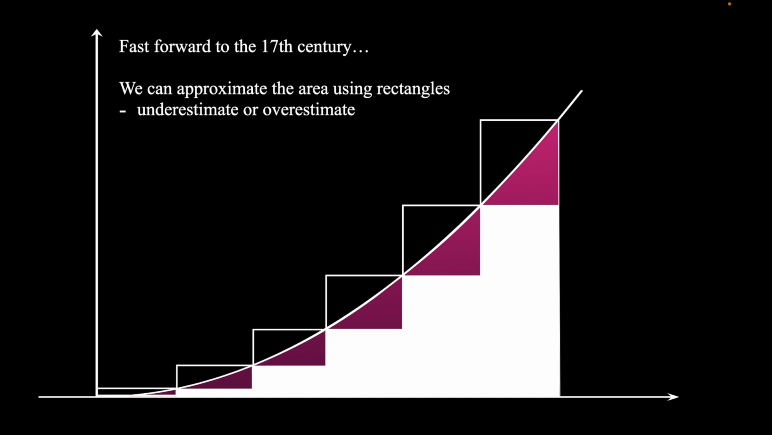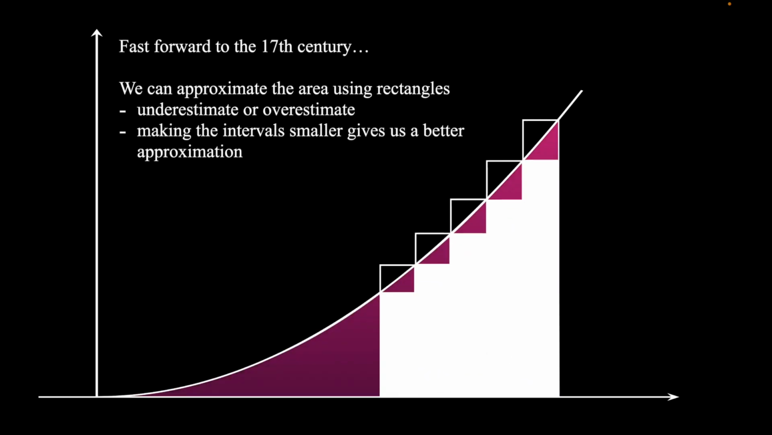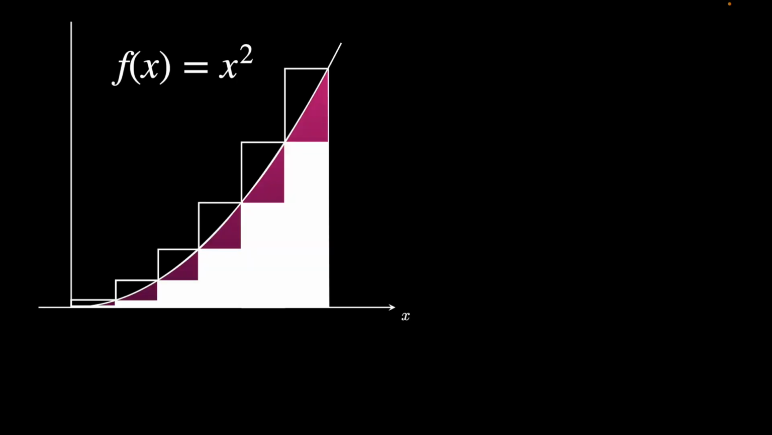Let's also recognize that making the intervals smaller gives us a better approximation of the area. So we can see here that if we make the rectangles skinnier, we're covering up more of that area. So that's going to give us a better approximation. Let's remember this point for later. Let's keep that in the back of our minds for now. So this is the method we're going to begin with.